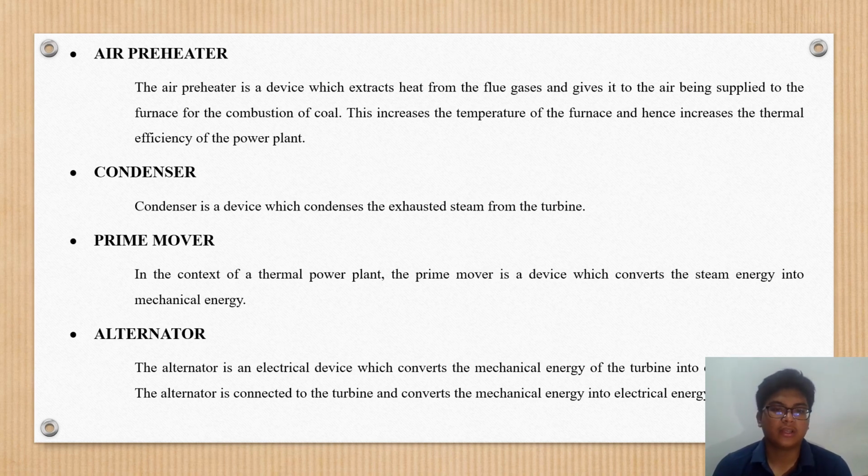The sixth is the condenser. The condenser is a device which condenses the exhaust steam from the turbine. The seventh is the prime mover. In the context of the thermal power plant, the prime mover is a device which converts the steam energy into mechanical energy.